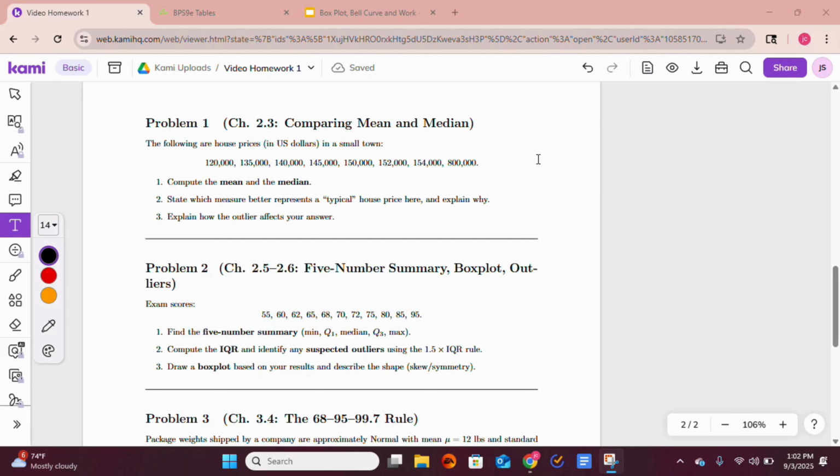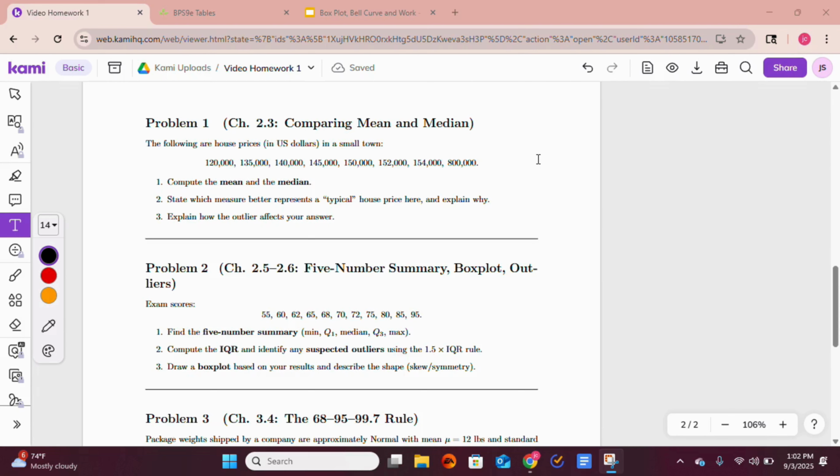Today I'm going to be going over a few different concepts in statistics, including the comparison of mean and median, how to find the 5-number summary, outliers, box plots, the 68, 95, 99.7 rule, and finding values given a proportion. It sounds like a lot, but I'll be giving you step-by-step explanations for each problem.